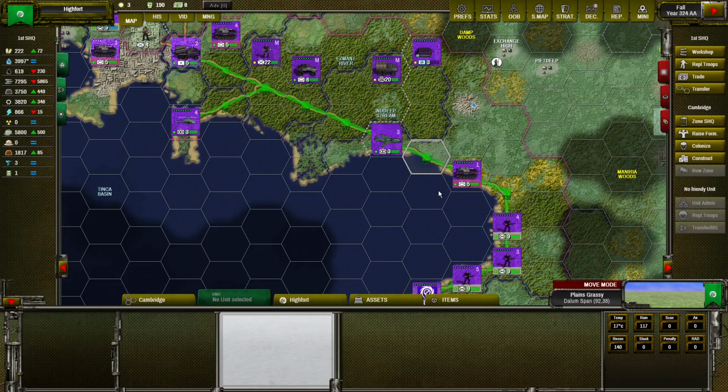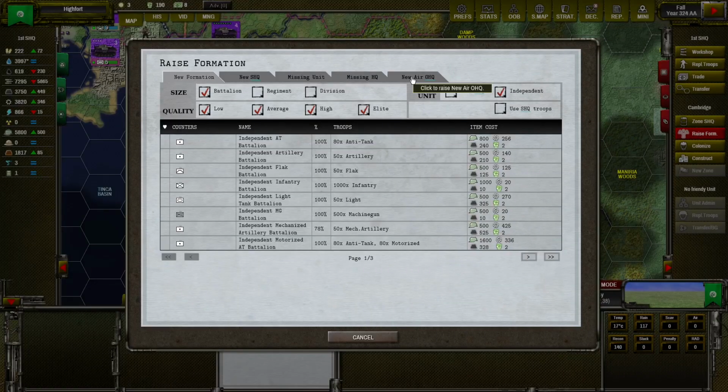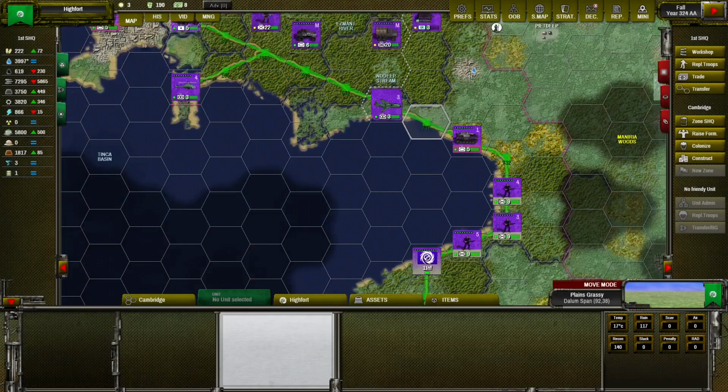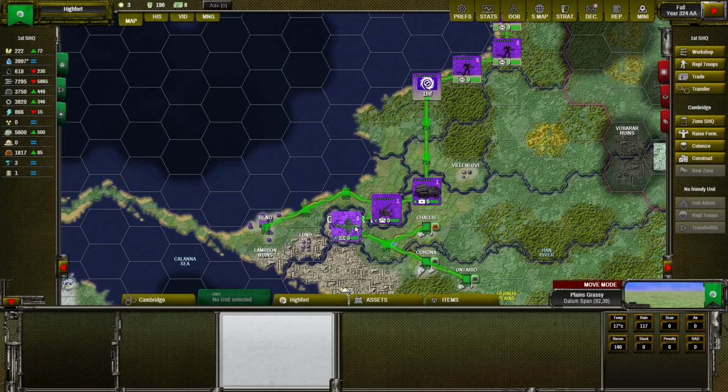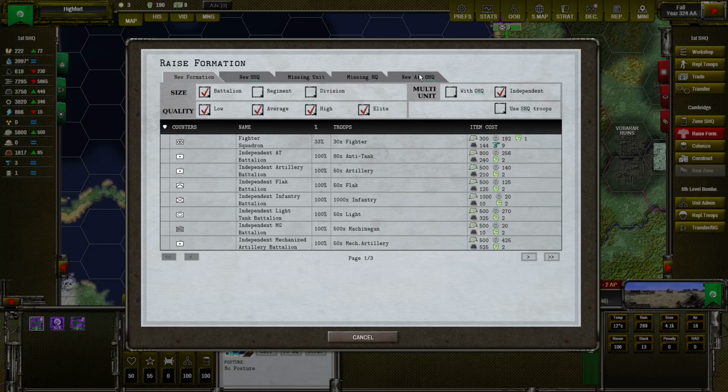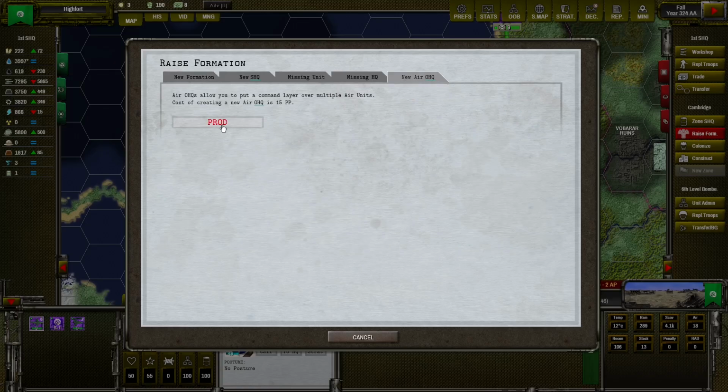I forgot to mention one element, that to perform successful missions, it will be wise to have a new air operational headquarters. This headquarter is similar to the normal OHQ, but it's for air units, and we can build it only in the hex where we have a zone city. So let's build a new air operational headquarter.